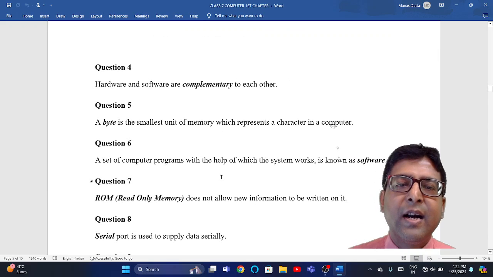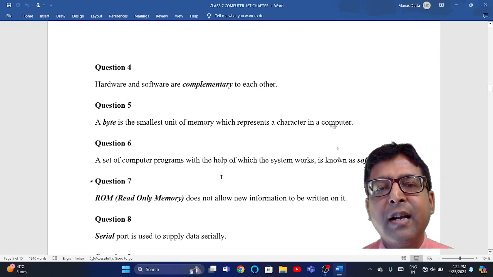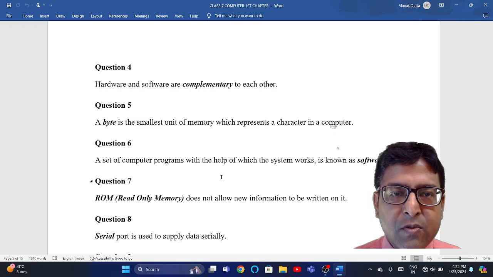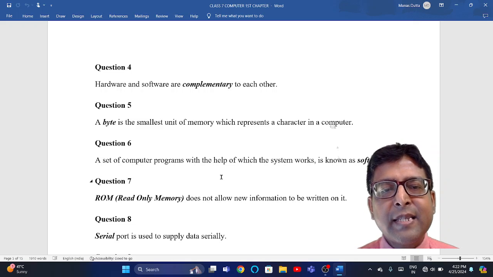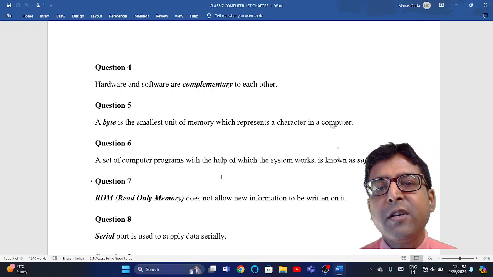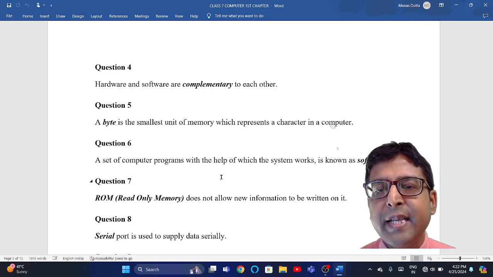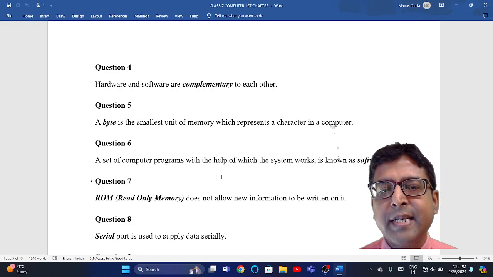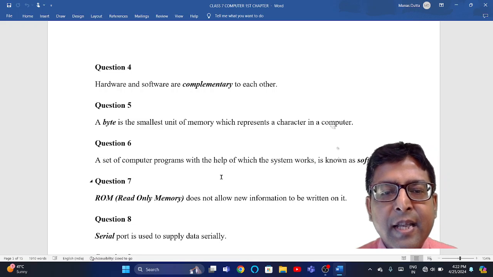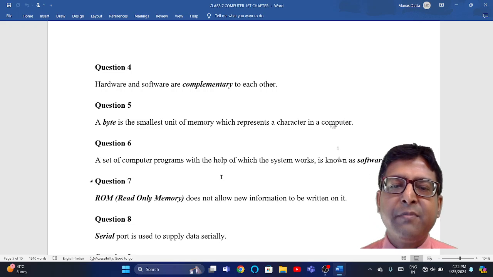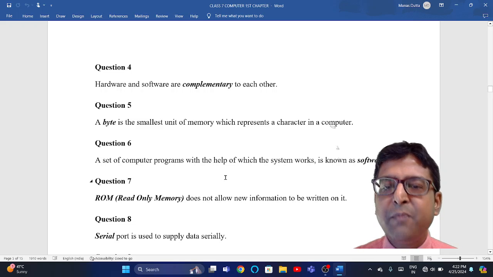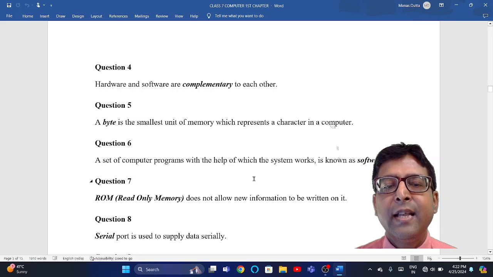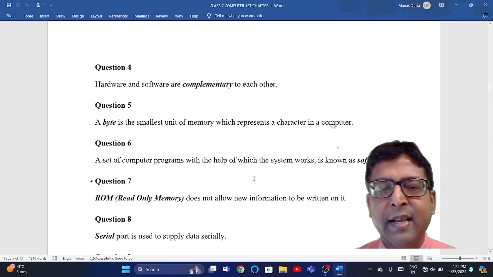Question 4, hardware and software are complementary to each other. Question 5, a dash is the smallest unit of memory which represents a character in a computer. Answer will be byte. Question 6, a set of computer programs with the help of which the system works is known as dash. Answer will be obviously software.